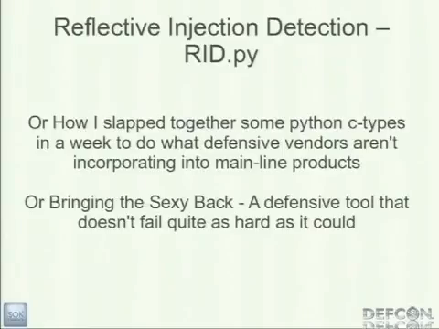All right, hello, my name's Andrew King. I'm here to present reflective injection detection. I put together some Python ctypes code in about a week that fairly accurately detects reflective injection the vast majority of the time. It does have a couple of issues with false positives. Something to note about the title, I said defensive vendors in general, but that's not exactly the case. Defensive vendors do have products that catch reflective injection. It's just not in your mainline home user applications.